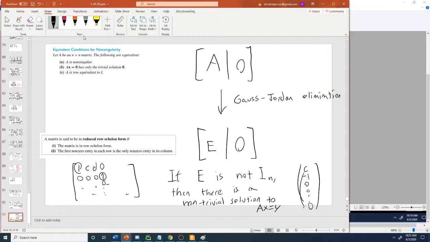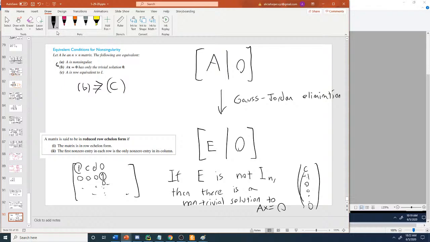So if we're assuming B, which is that AX equals 0 has only the trivial solution 0, and we run Gauss-Jordan elimination, the only option that you can get is that the leading pivotal ones have to appear in consecutive columns. So I'd have to have a 1 here, a 1 here, a 1 here, all the way down the diagonal. Otherwise, you can craft solutions to this system that are non-trivial. This shows that B implies C.